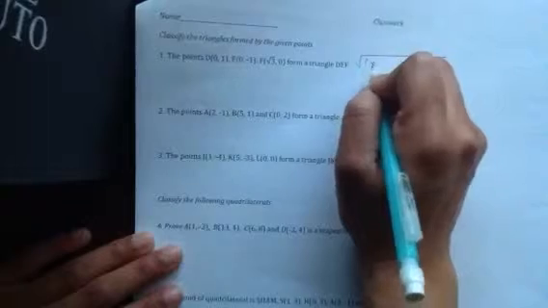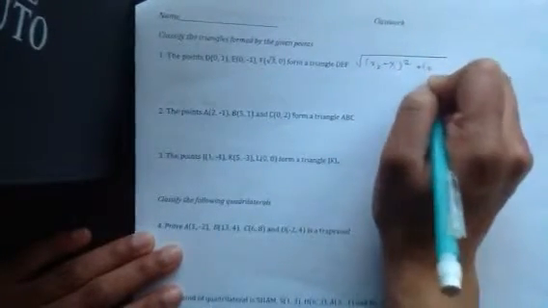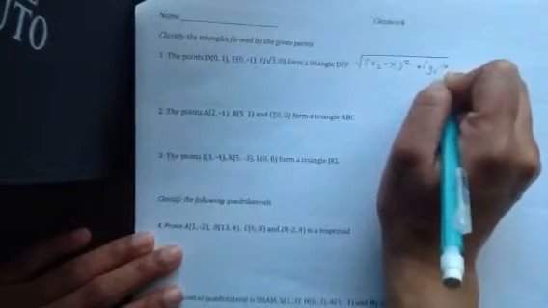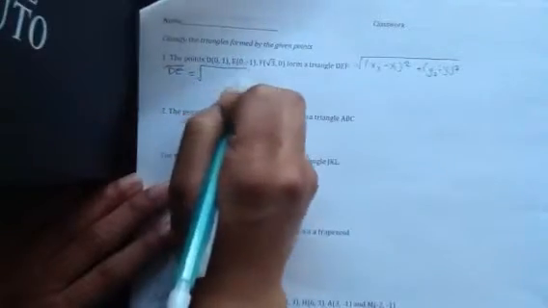So recall we're using the distance formula, which is the square root of x2 minus x1 squared plus y2 minus y1 squared. Okay, so this is what we're using. So I'm going to do the length of DE. So that is equal to, I'm going to go ahead and set it up just like I showed you in the previous video.